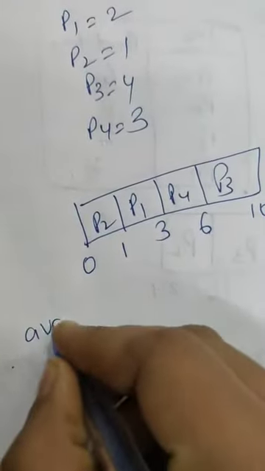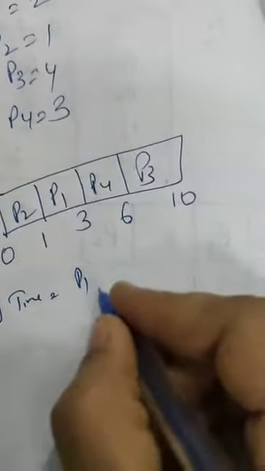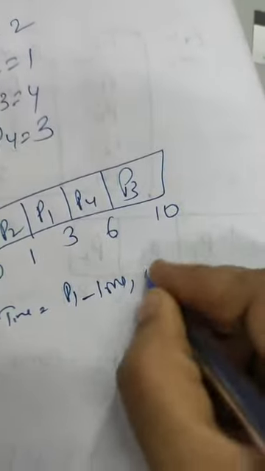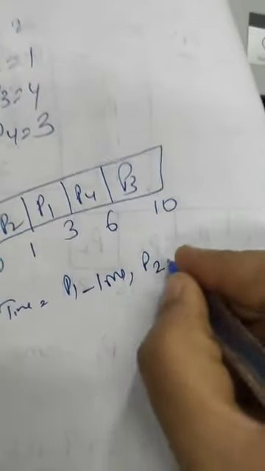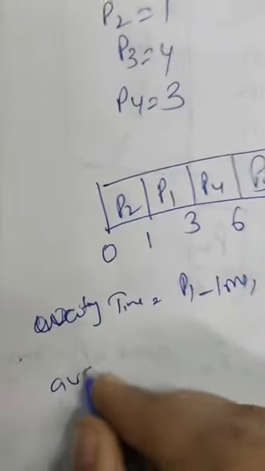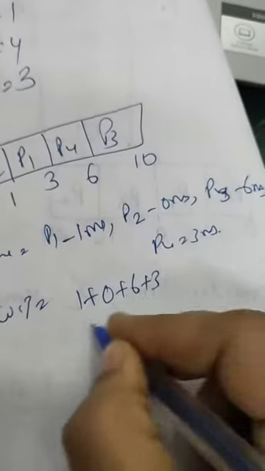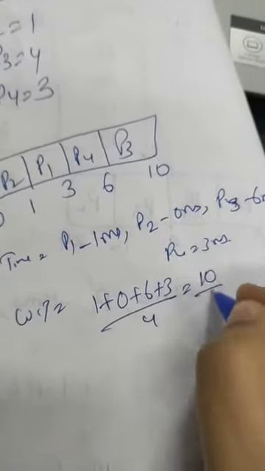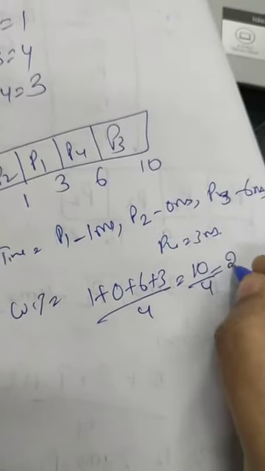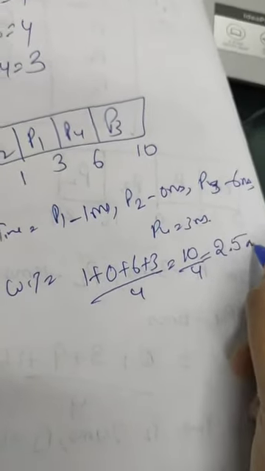Now the waiting time. The waiting time for P1 is 1, for P2 is 0, for P3 it is 6, and for P4 it is 3. Now the average waiting time: 1 plus 0 plus 6 plus 3 by 4, that is 10 by 4, which is 2.5 milliseconds.